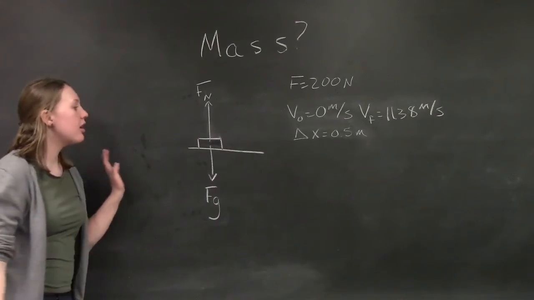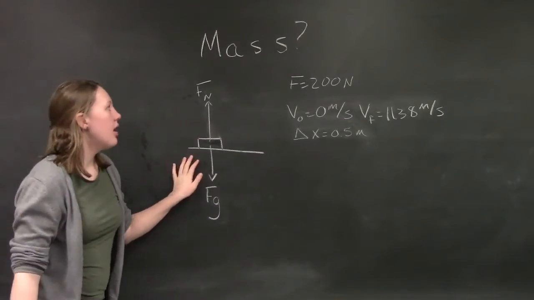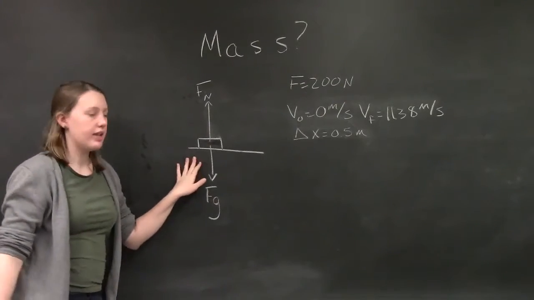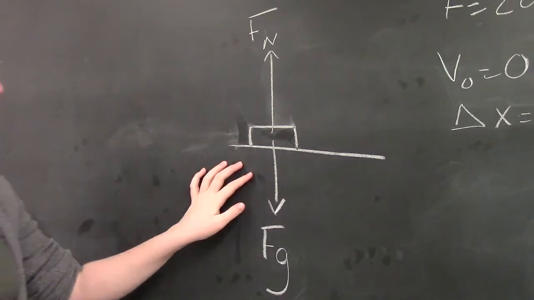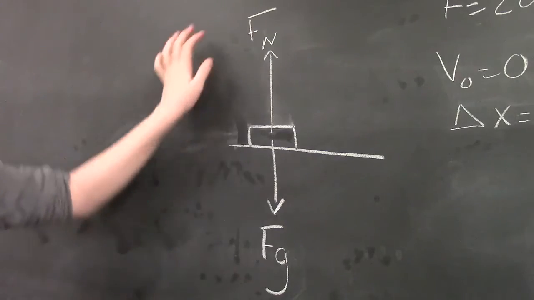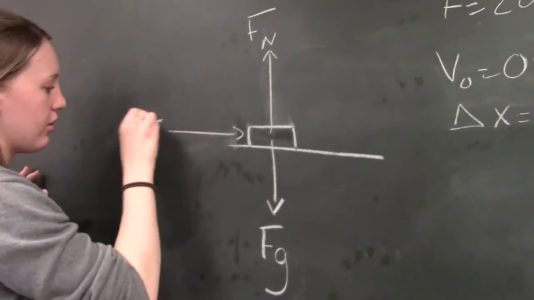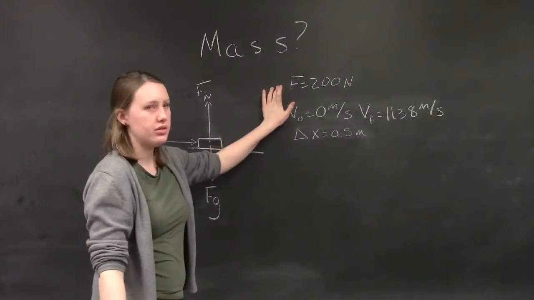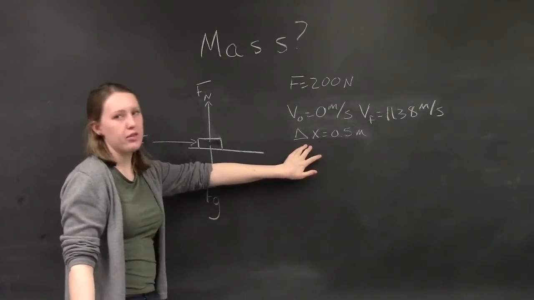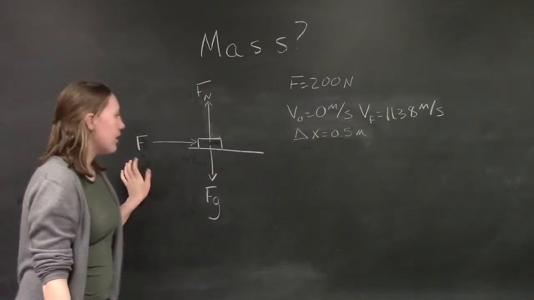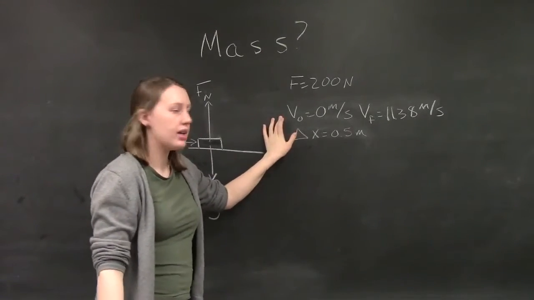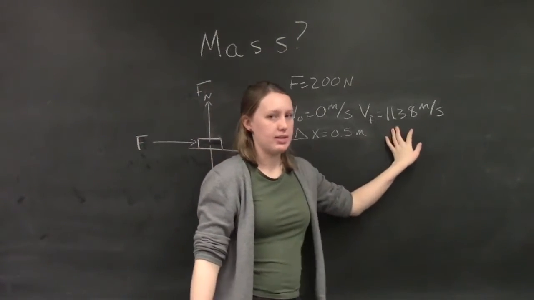Okay. Alright, so we're going to look for the mass of a hockey puck. And so this hockey puck's on ice, so all we have in our force diagram is the force of gravity and the normal force. And we use a hockey stick to apply a force of 200 newtons over a distance of half a meter. And so this hockey puck accelerates from 0 meters per second to 11.38 meters per second.